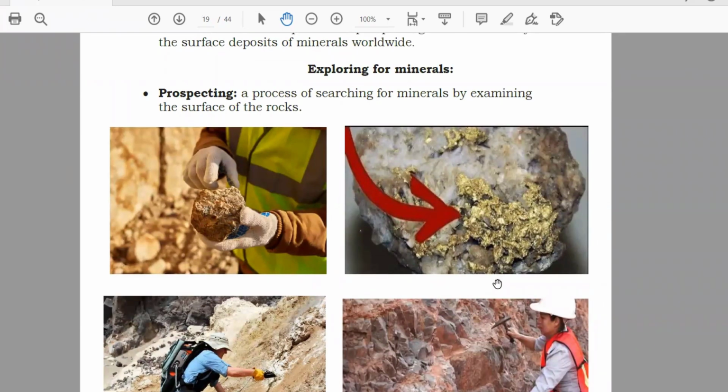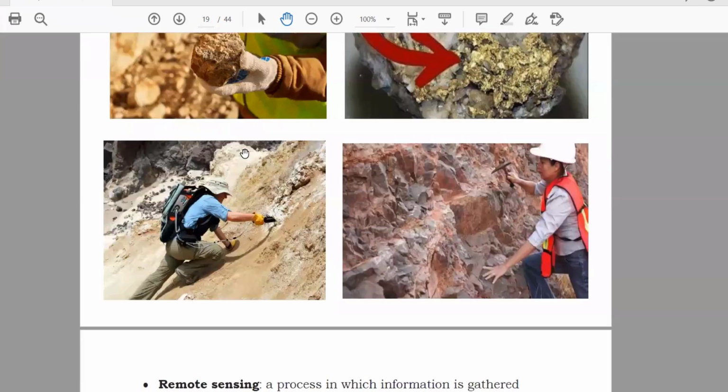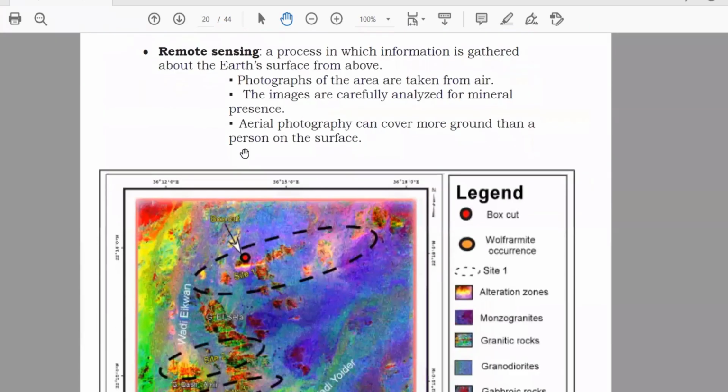The people will go near that area, or in that area, and take small pieces from there, and those rock pieces are part of the rocks. They will do some experiments, examine them, and after that they can find if any minerals are present or not. That is known as prospecting. In prospecting, the people go physically to that place, take small samples and investigate them in the lab.